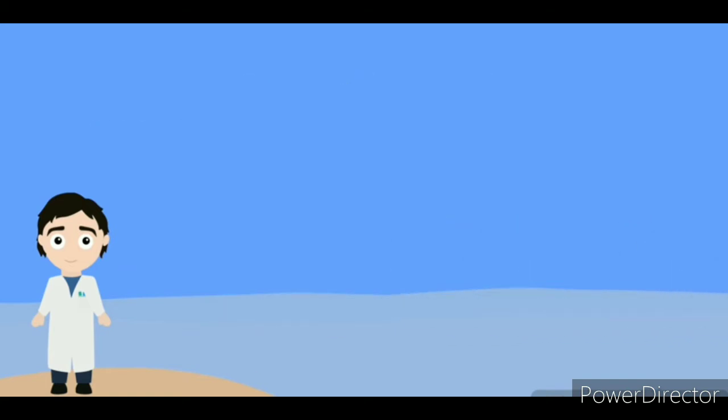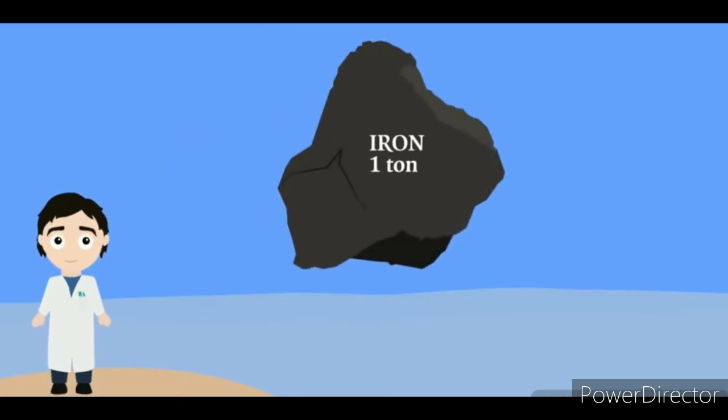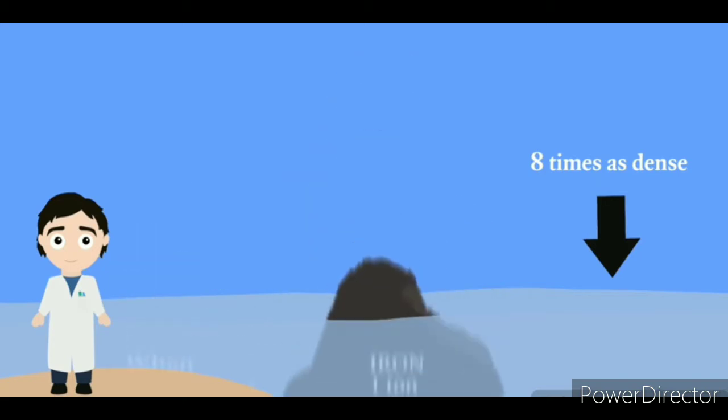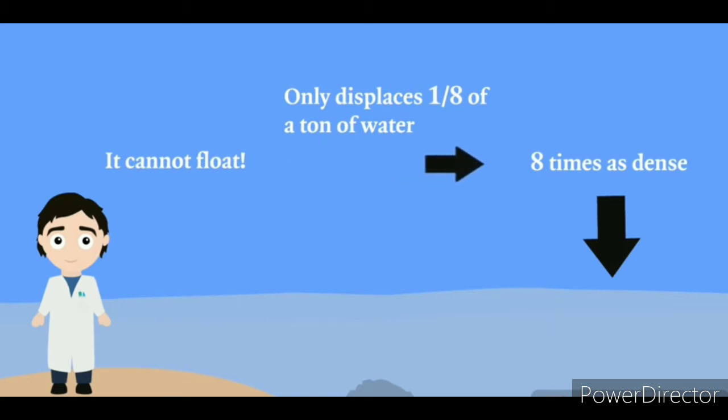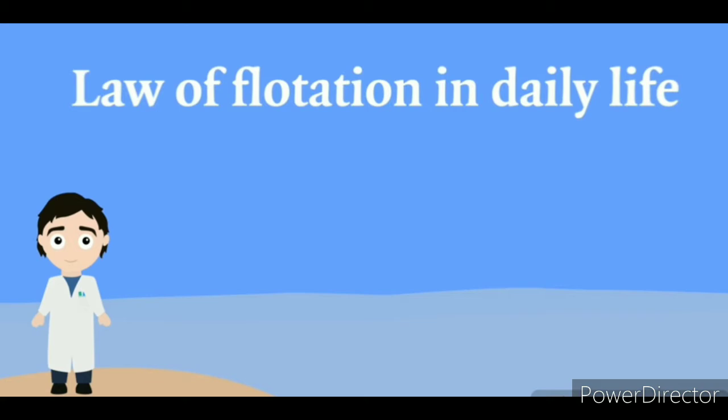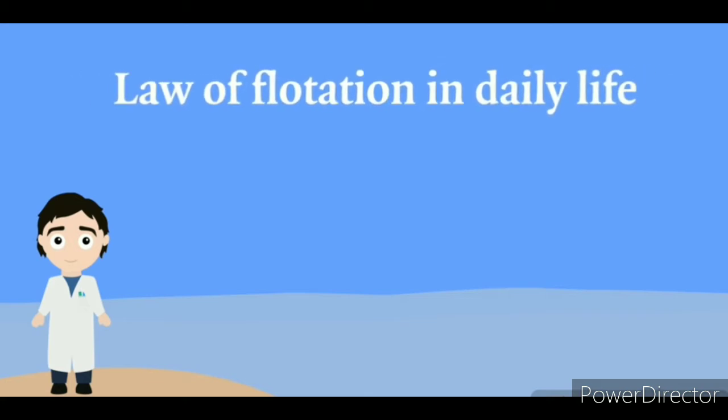For example, let's take a 1-ton block of solid iron. Iron is nearly 8 times as dense as water, which means that when submerged, it only displaces 1/8 of a ton of water. Therefore, it cannot float because its density is much higher than water. Let's look at 2 examples of this law in daily life.